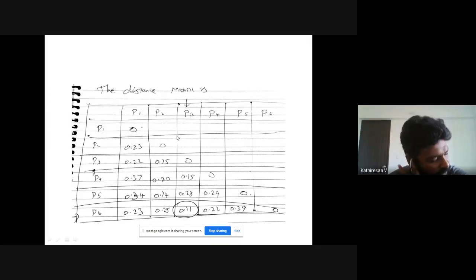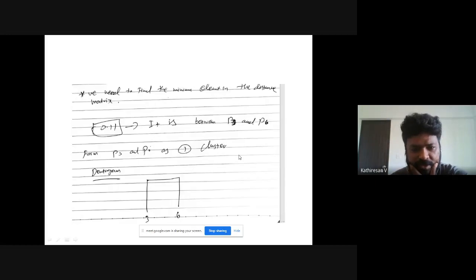Here, after finding the distance matrix, we have to find the least value in this. The least value here is 0.11. So we have to join these two together, P3 and P6, and form a cluster. This is how we have to form the cluster. See, P3 and P6 join together and we form the cluster.